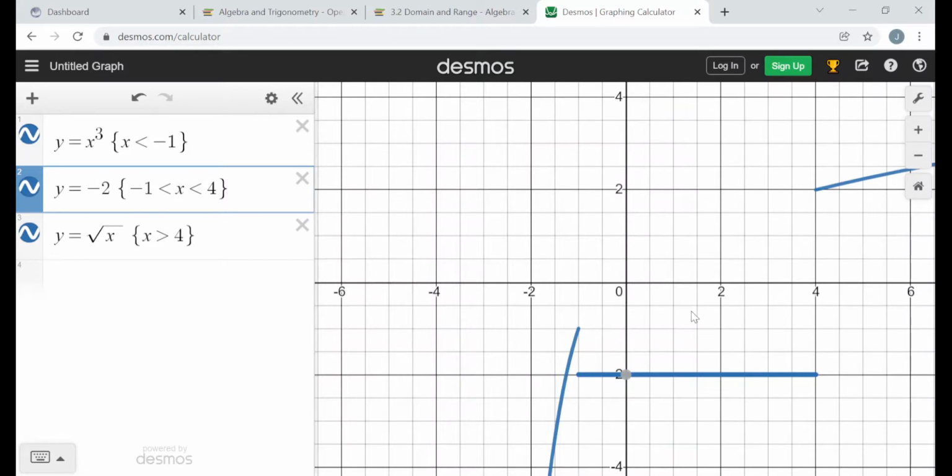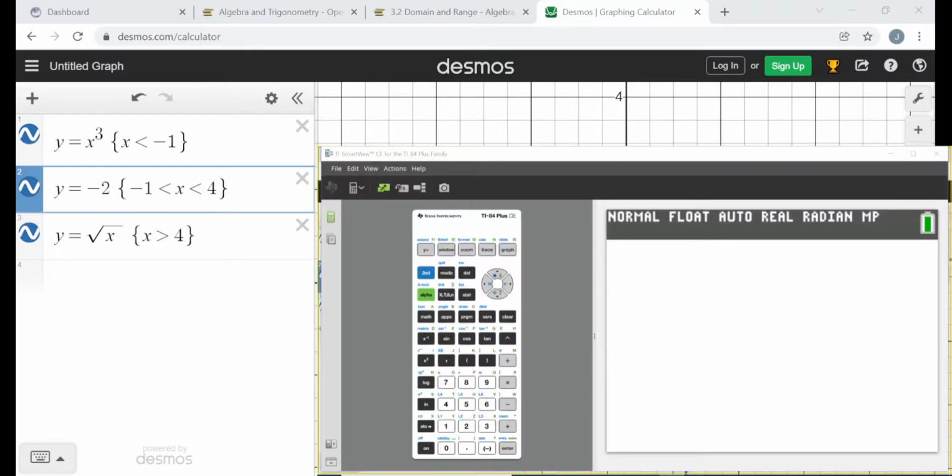All right, so that's one way you can make a piecewise defined function on this Desmos site. Another way you can make it, I've got a TI-84 emulator, so let me show you. I'll pull that up. Now this is a little more involved, I feel, but still doable.